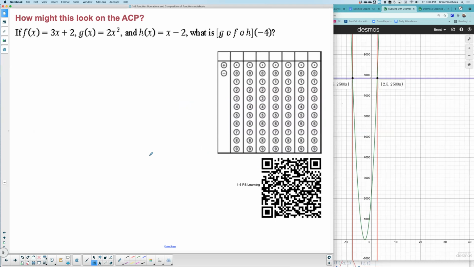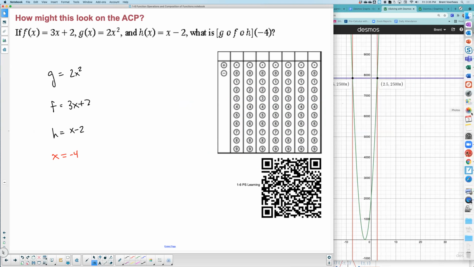And now this ACP problem. If you stack them up, we want to find g of f of h. So g goes first. g is 2x squared. f goes second, which is 3x plus 2. h goes third, x minus 2. And we're substituting in with a domain value of -4. So x equals -4. We substitute in. I should have -4 minus 2. That parenthesis has no effect. So -4 minus 2 more is -6.